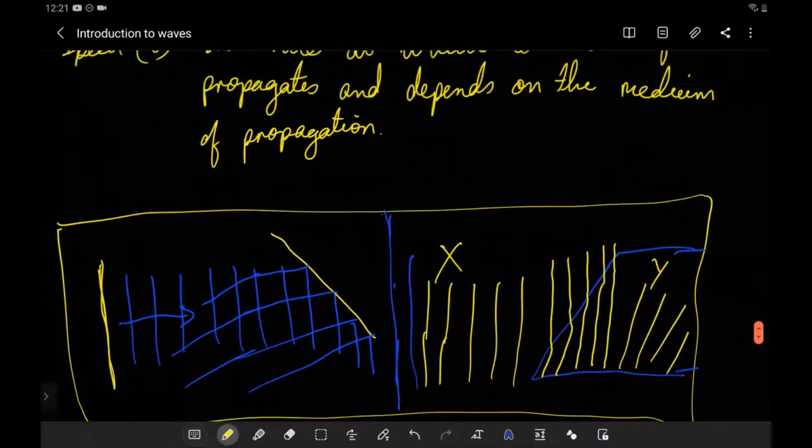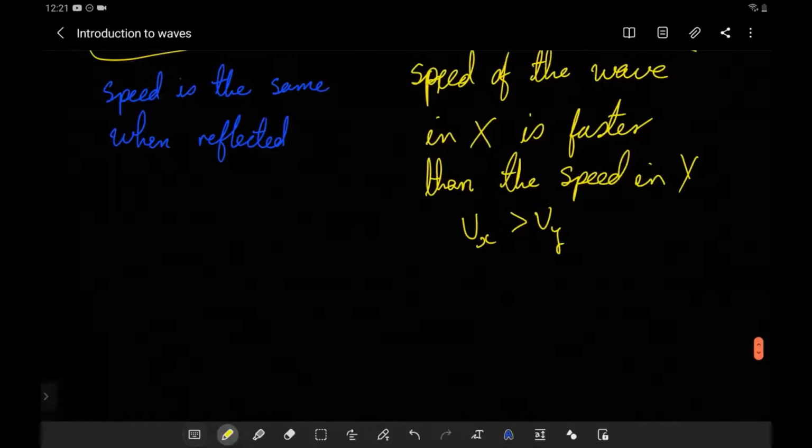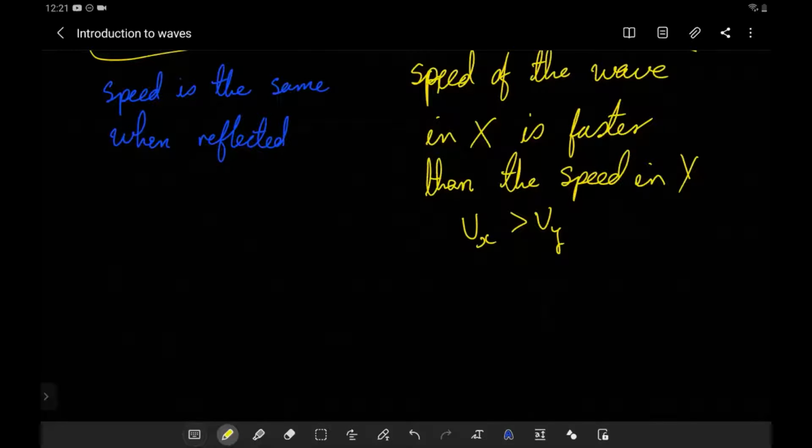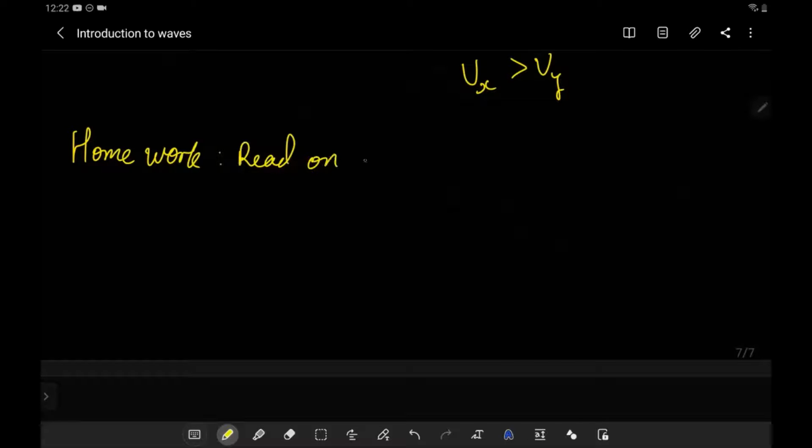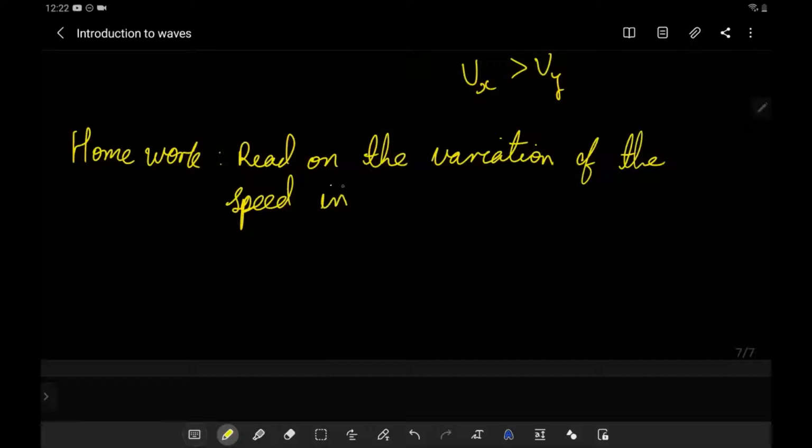I would leave a little bit of homework here for you all. You could go and read up about the variation in the speed of waves. So homework: read on the variation of the speed in waves.